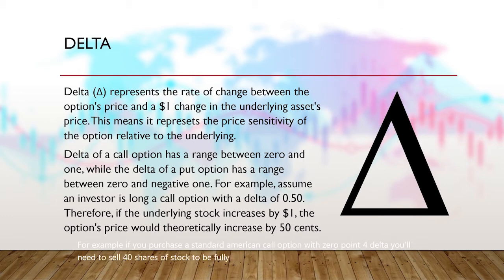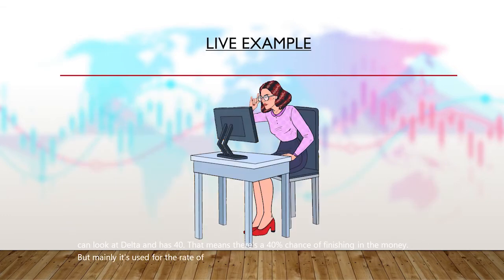That's how that works. A less common use of delta is as the probability that the option expires in the money. Sometimes you can look at delta. If it has 40, that means there's a 40% chance of finishing in the money. But mainly it's used for the rate of change. So let's jump into a live brokerage platform and see what delta looks like and what the number actually means. So let's do that now.